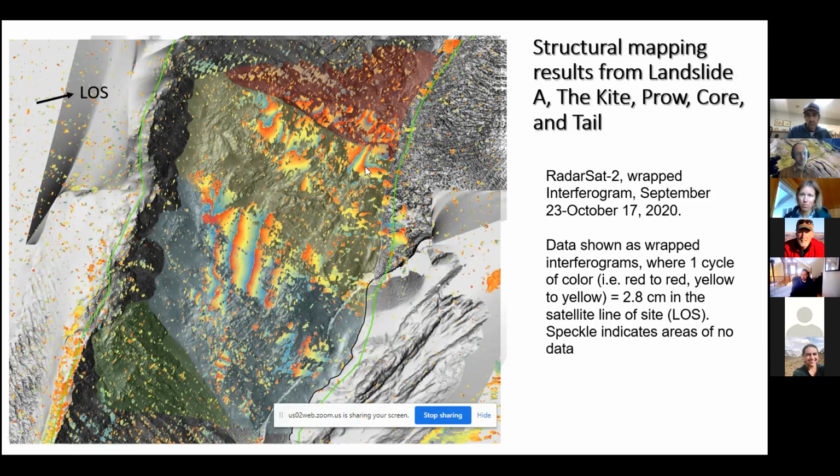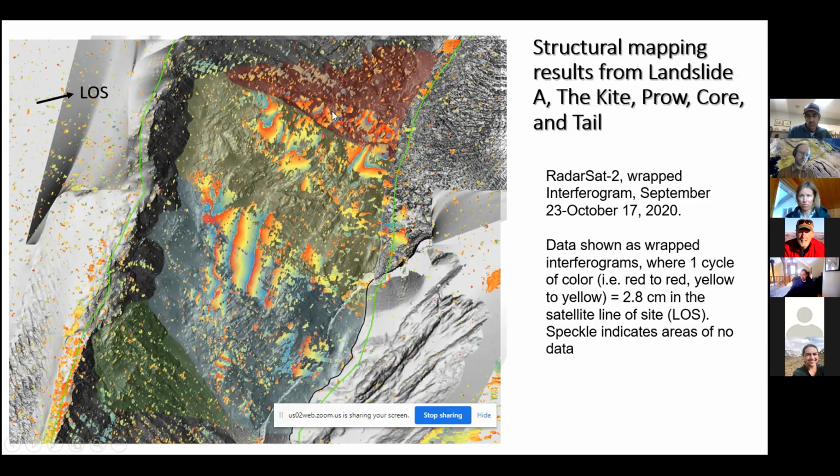And so each fringe here is about 3 centimeters of movement. And this is work by Lauren Schaefer in our group here in Golden. Most of the movement that she was able to detect was in the core, a little bit lapping into the prow here in blue, but a lot of it was around the core and a little bit in the tail where there was a block still left in the tail.